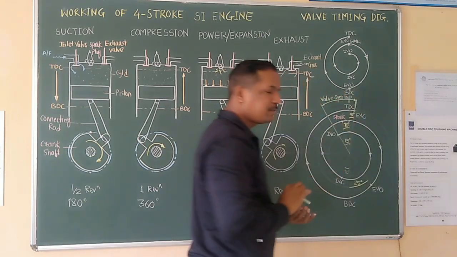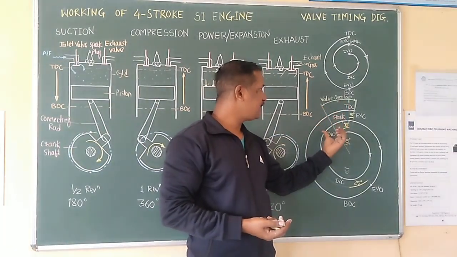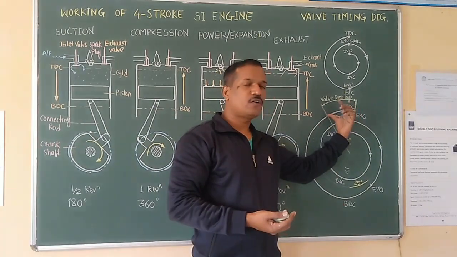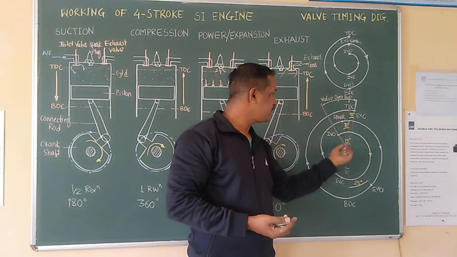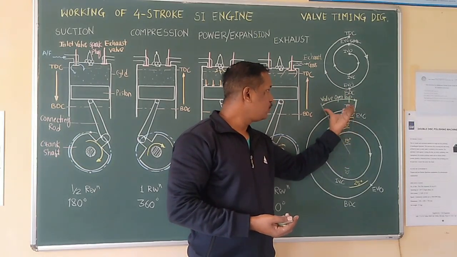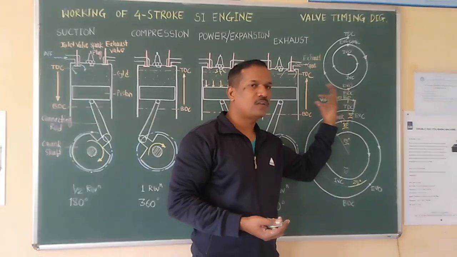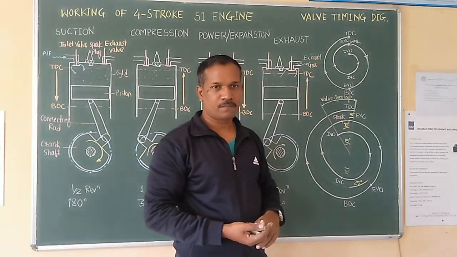So valve overlap is what? The time period during which the inlet valve of the second cycle and the exhaust valve of the first cycle are open. So during this particular time period, 15 degrees plus 5 degrees of crank rotation, both valves are open simultaneously. That is called valve overlap.